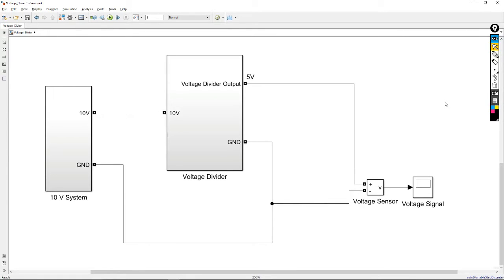Yes, even though they're very simple in nature, they are used in many applications, such as sensing a voltage or generating the reference signal and many more. So yeah, let's get started.